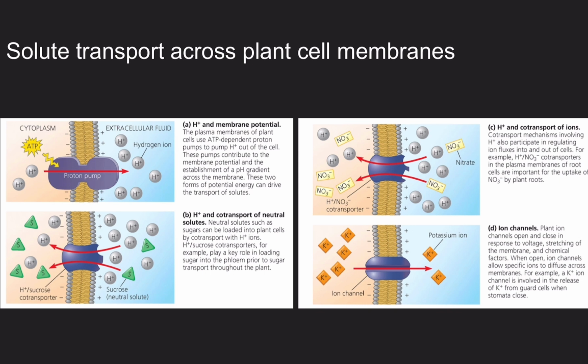In figure D, there are ion channels which simply allow ions to pass through the cell membrane where they regularly would have difficulty passing without the ion channels. And also the potassium ion shown in this figure is important for stomatal closing.